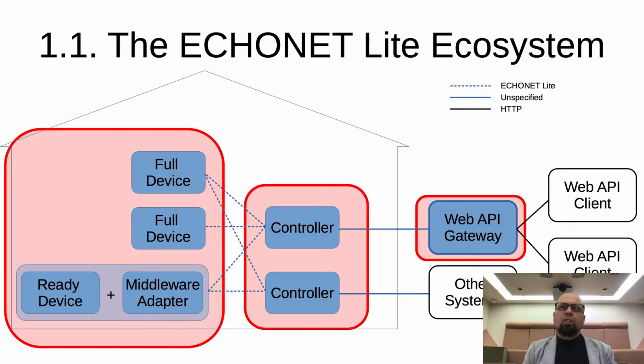As a brief introduction, the ECHONET Lite ecosystem consists mostly of devices and specialized applications called controllers. In recent years, the Web API Gateway concept has been introduced, and we will see why it is necessary in a moment.